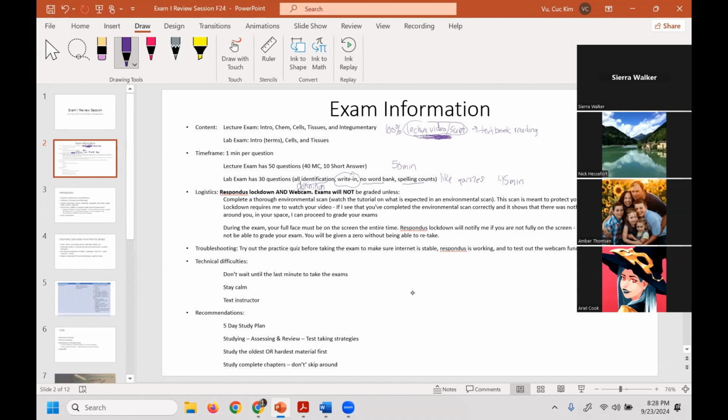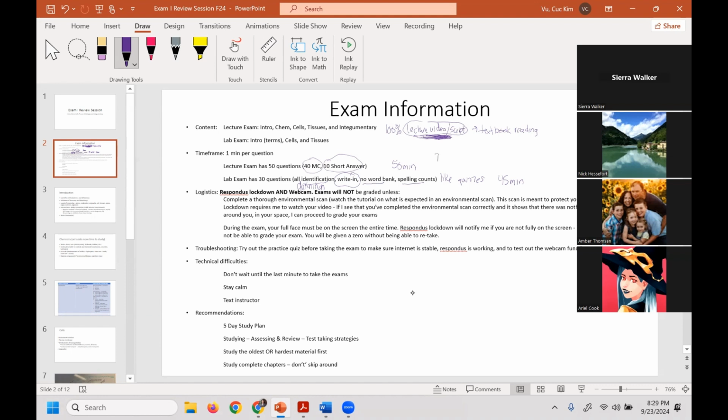Make sense? So there are strategies to take the test, particularly if it's online, that help you do better and fight anxiety. Okay. All right. So the lecture exam has 50 questions. 40 of them are multiple choice and 10 of them are short answers where you type in the answer.